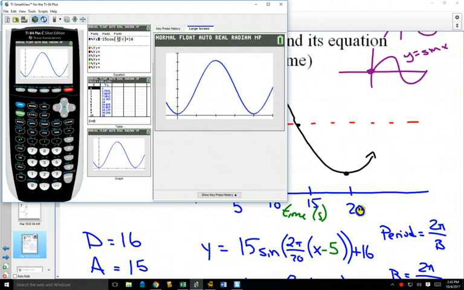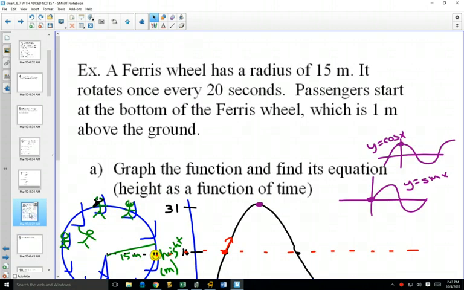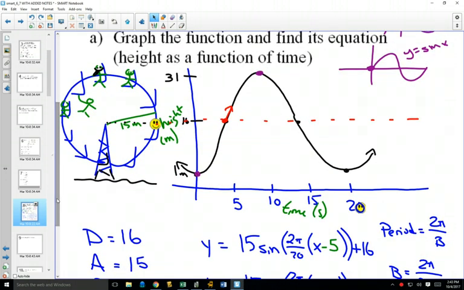So there's our graph. Now, in part B, it says estimate the height after 22 seconds. For this, we don't need our calculator. What they're wanting you to do is look at your graph and say, if you went to 22 seconds, which would be here, what would you estimate the height to be?